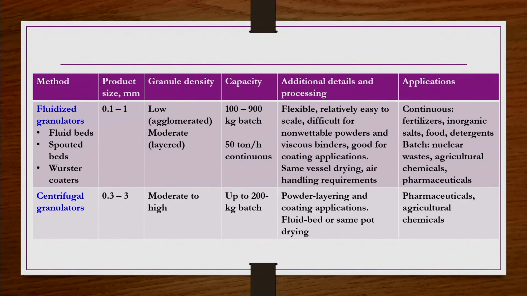Centrifugal granulators are good for producing products of size between 0.3 and 3 mm. Granule density is in general moderate to high. The capacity is up to 200 kg per batch. They are in general used for powder layering and coating applications. For the drying requirement, fluid bed or same-pot drying can be done. We in general find applications of centrifugal granulators in the production of pharmaceuticals, chemicals or agricultural chemicals, etc.